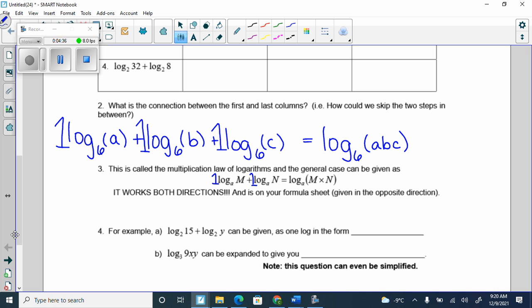Log base 2 of 15 plus log base 2 of what? Base 2 screams, put me together. So what are we going to do? Yes, it would have been better if it was more of a high pitch put me together, but exactly. That's actually better than that. I'm going to record it and then just play it when I'm done. So, log base 2 of what times what? 15y. Done.